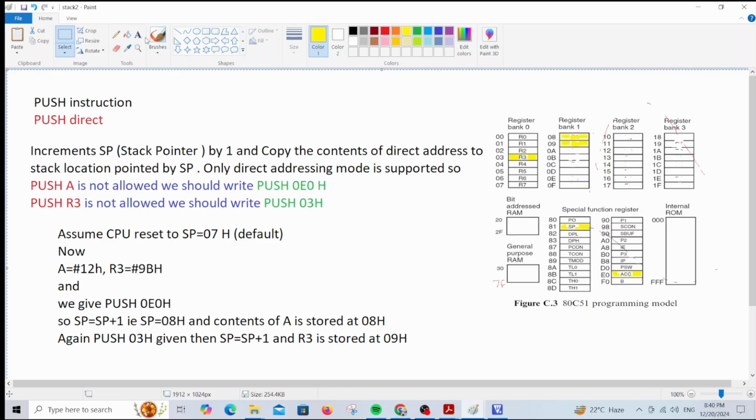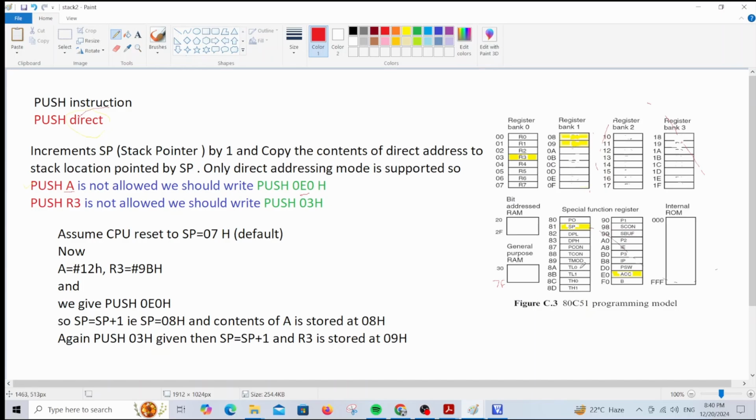Suppose I have one instruction here, push accumulator. As I have discussed, this is used to push the contents of the accumulator into stack memory. But the important thing to be noted here is that we cannot use names like A, R1, R2, R3, etc. We need to use the direct address only. So only direct addressing is supported here. So you cannot write push A, you need to write push 0E0.